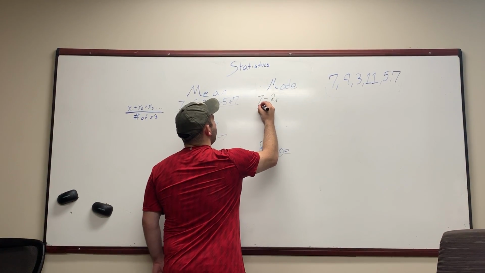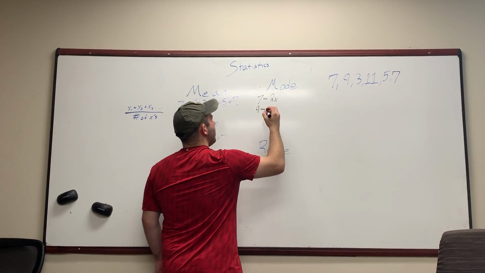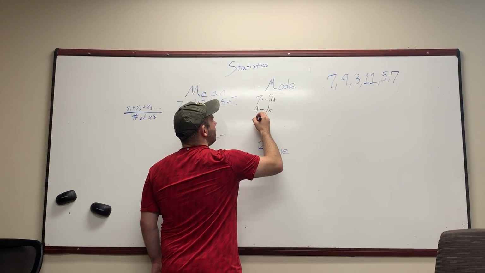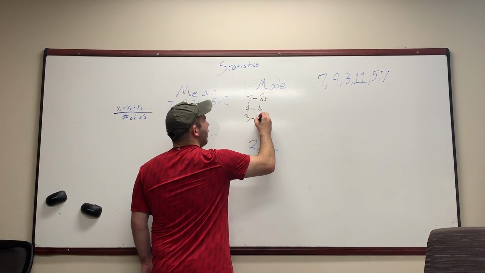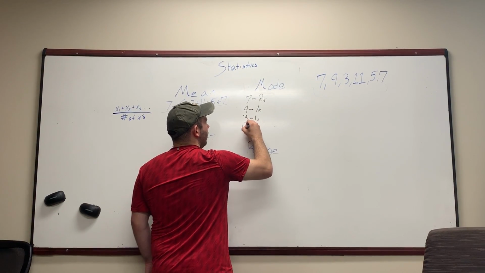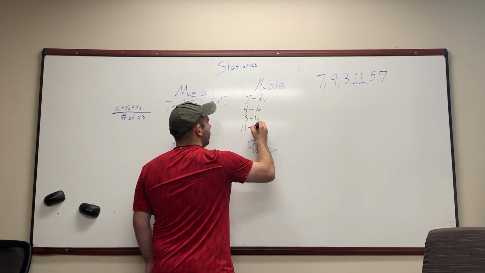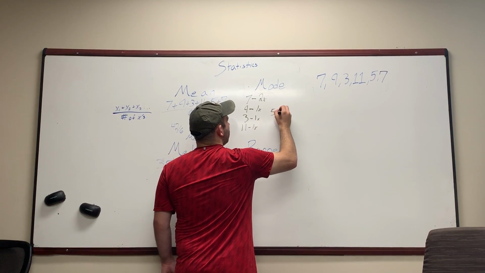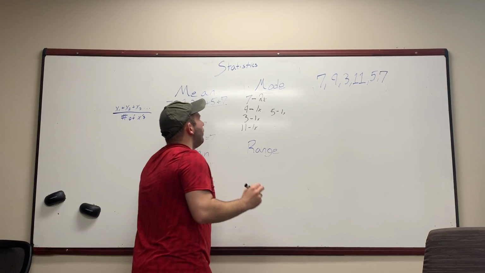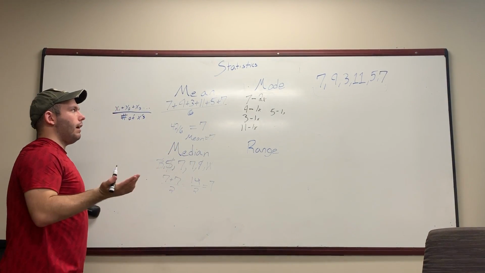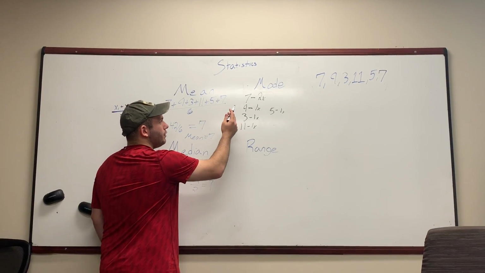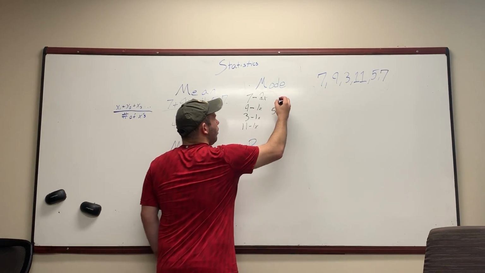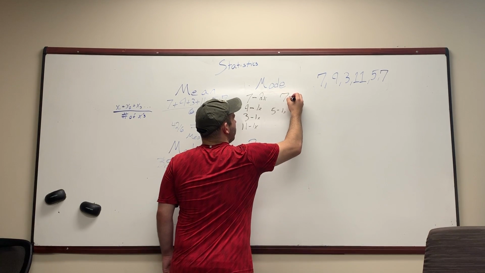Okay, go to the next one, 9. 9 appears 1 time. 3 appears 1 time as well, as does 11 and 5. So the mode is whichever number appears the most times. So all these numbers appear once instead of 7, which appears twice. And so our mode is also equal to 7.